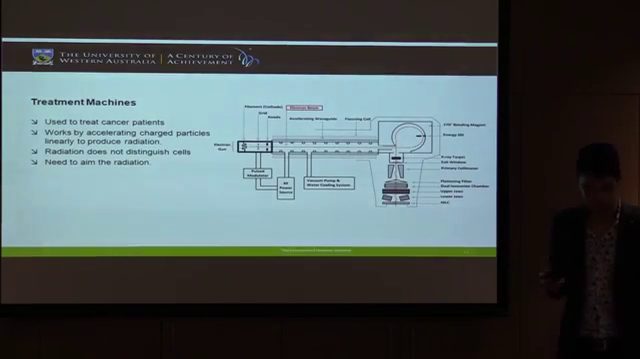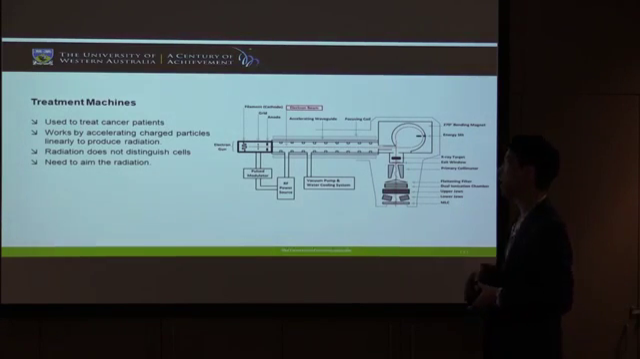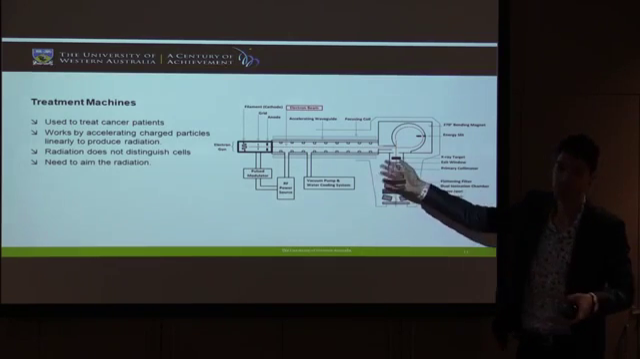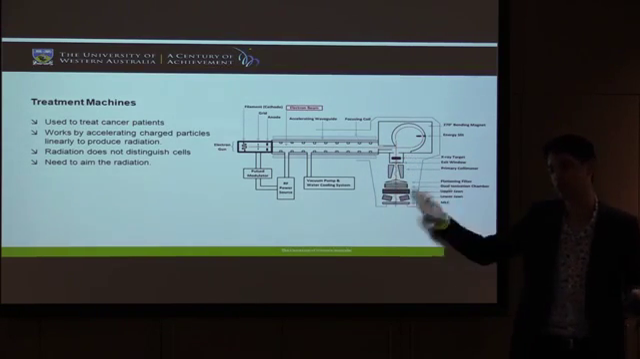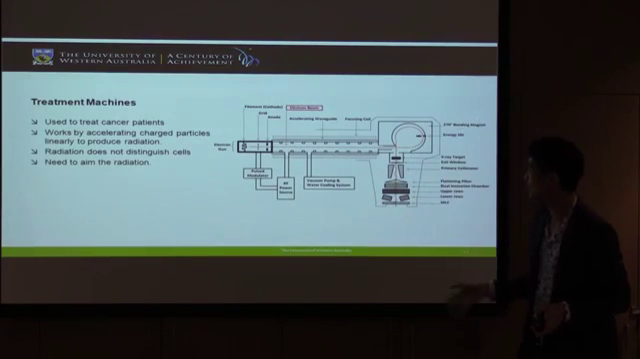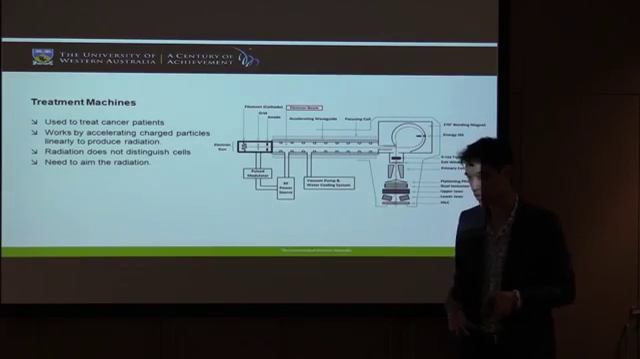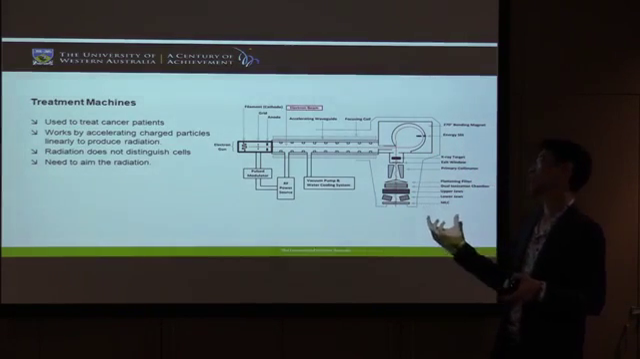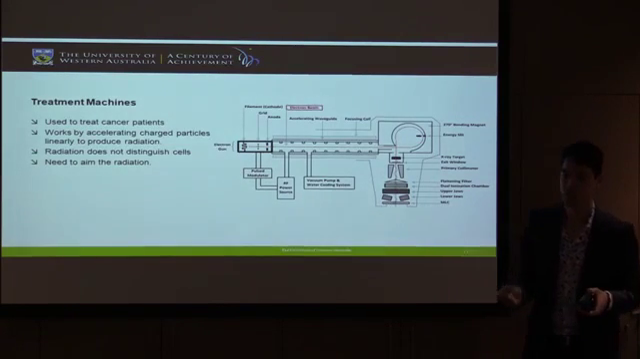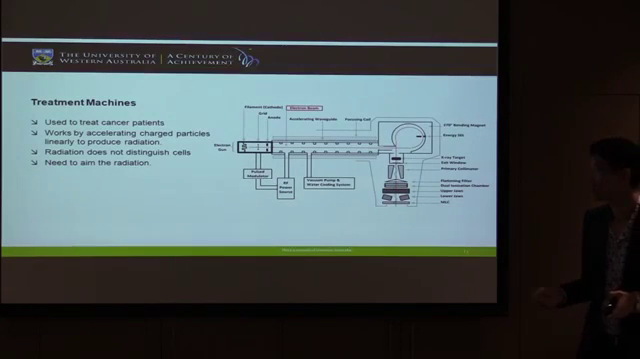The treatment machines, the linear accelerators, are used to treat cancer patients. The basic idea is they accelerate charged particles down an accelerating waveguide to speeds close to the speed of light. They get more energy. They curve around, smash into an X-ray target where they undergo braking. They give off bremsstrahlung radiation, which is then collimated and used to treat the patient. So the bremsstrahlung radiation hits the patient and annihilates all the cells in its path.